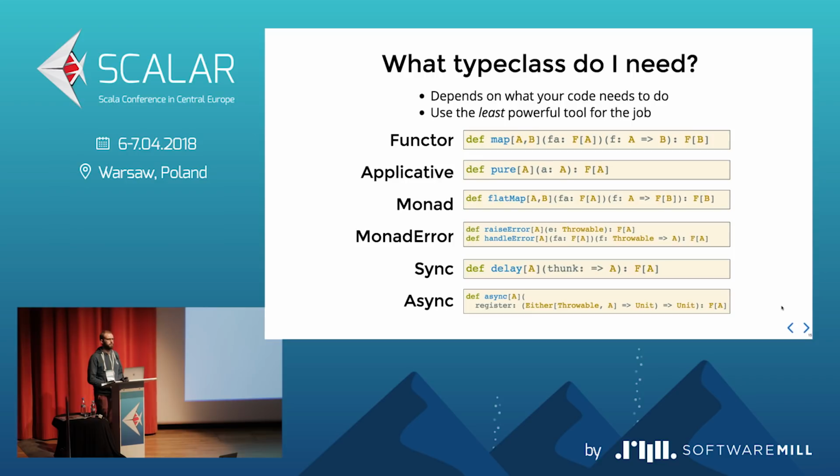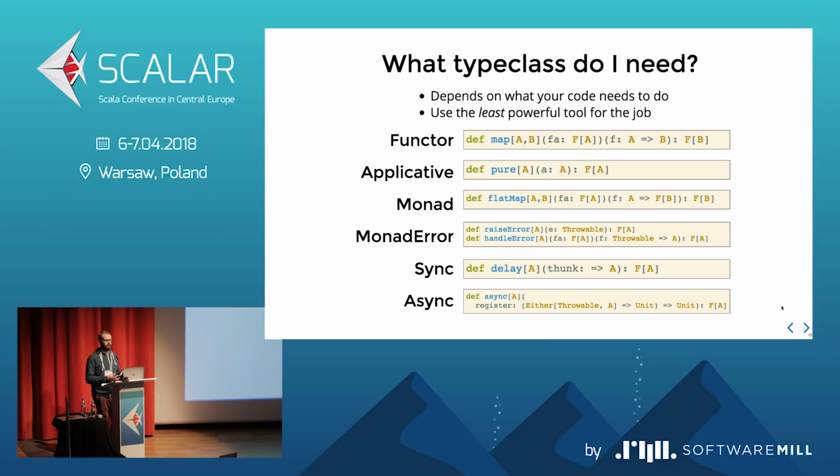And then the bottom two are probably less well known, sync and async. I based them on type classes that are in the cats effect library. So sync means do some synchronous I/O, but defer the effect until you actually want to execute it. It has this delay method, which takes in a thunk, or a zero-argument function, saying I want to do this bit of I/O.